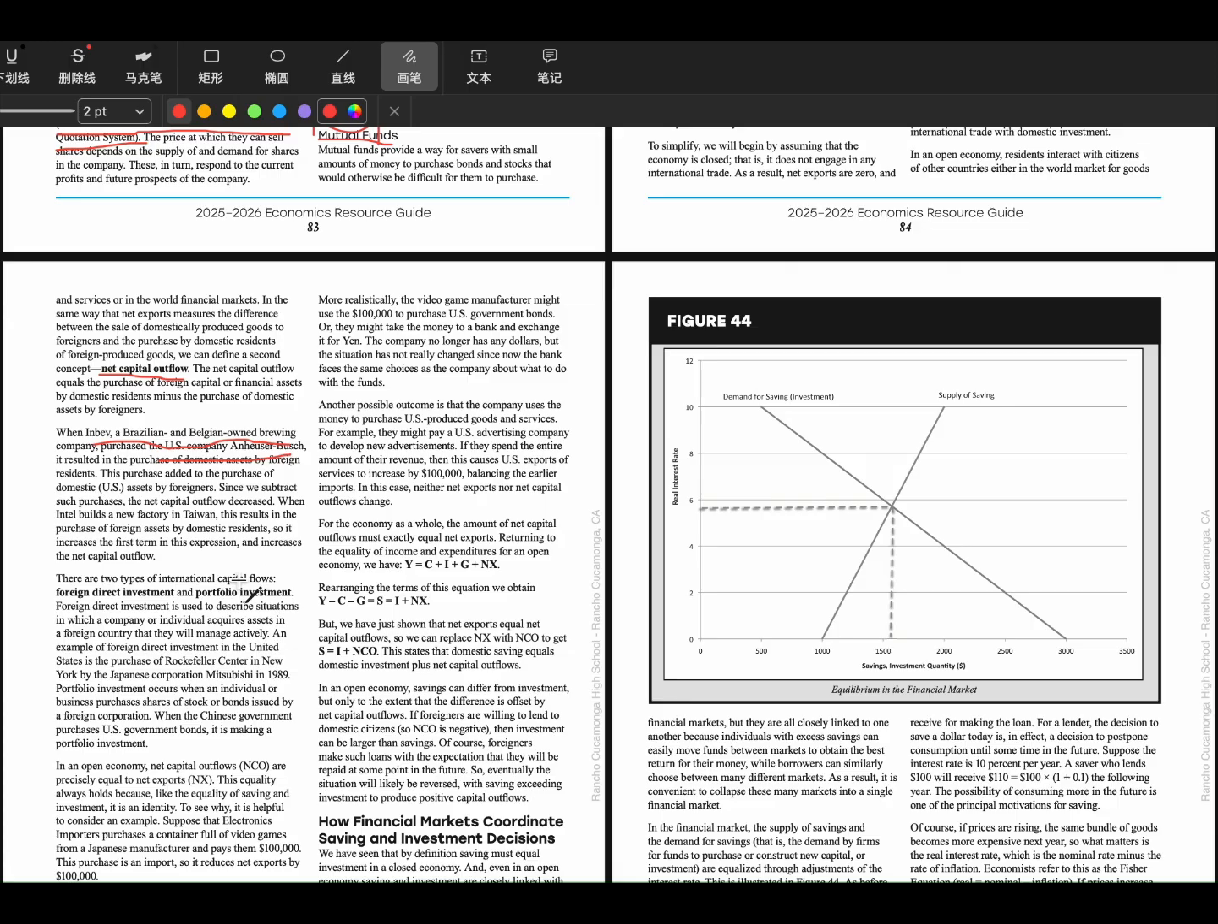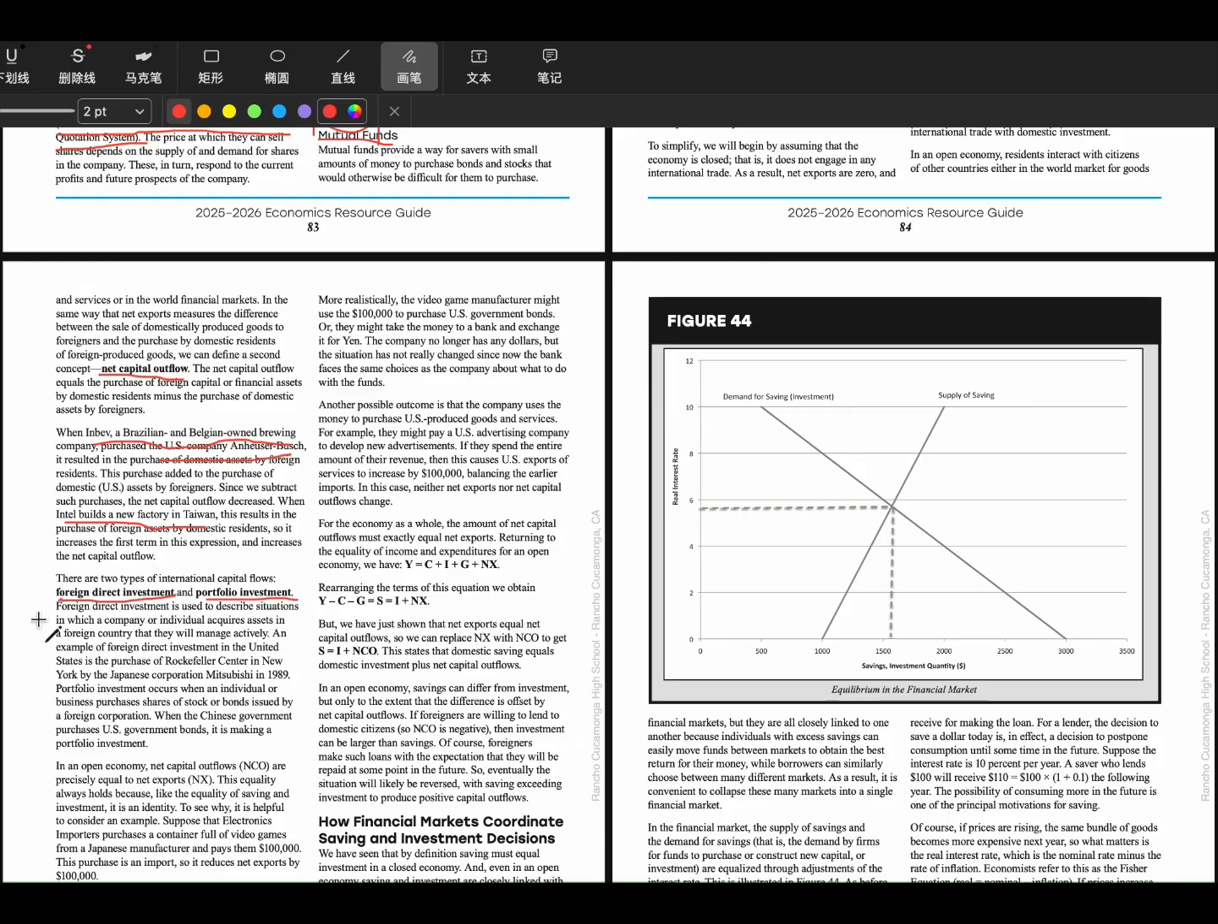But if Intel builds a new factory in Taiwan, which is making our money flow out to Taiwan, which is investing in Taiwan, that is actually positive. Net capital outflow being positive. Now, there's two types of investments too. There's not just one, there's two. Investment that can lead to capital inflow or outflow. That's foreign direct investment and portfolio investment.